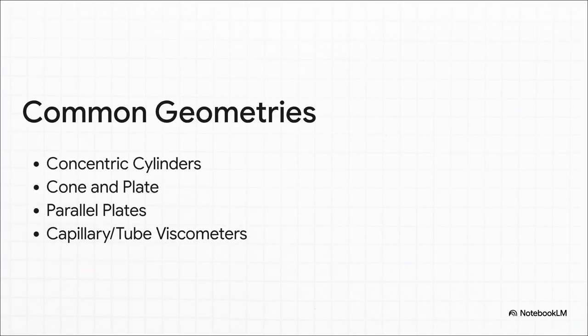Now, the secret to getting good data is using a very specific, well-defined geometry, like a cone and plate. Why? Because these setups give you a nice, uniform, calculable shear field. If you just stick a mixer in a bucket of goo, you have no clue what the shear rate is in different places. Your data would be a mess. The geometry is what makes the measurement meaningful.